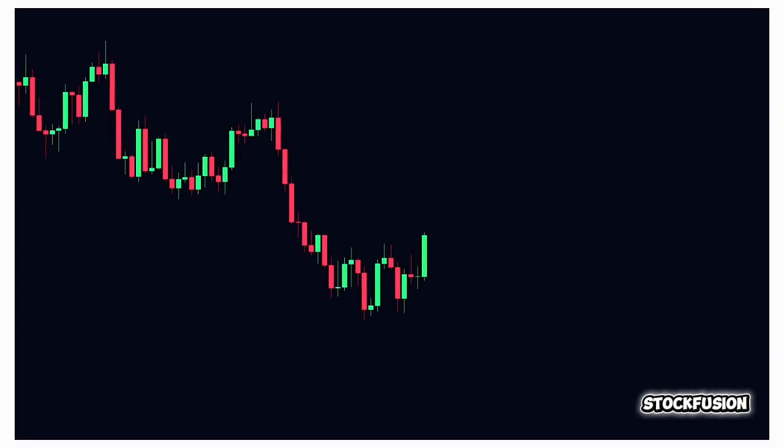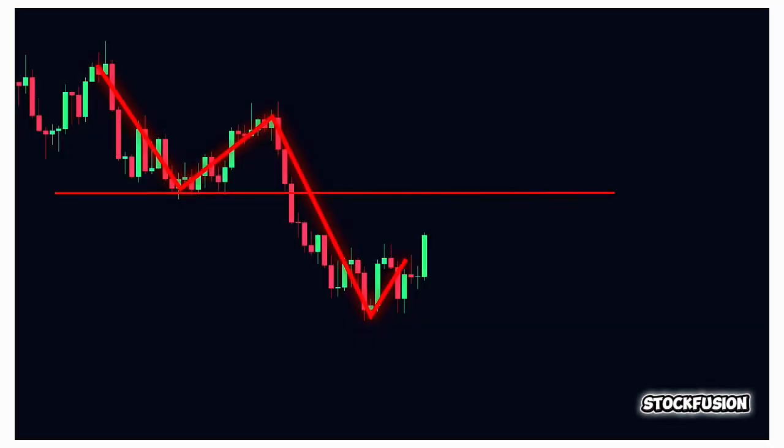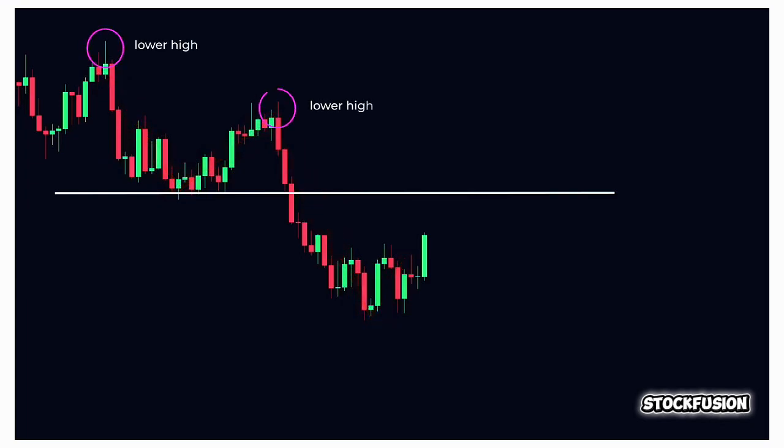Here's another example. In this chart, we see that the price is in a downtrend, and it has formed a support-turned-resistance level. This happens because the price initially formed a support level, as price rejected it once, but then price broke below it, and is now approaching it again from the bottom, making this an area of resistance. However, we also see that the price has made 2 lower high points, creating a strong trend line.